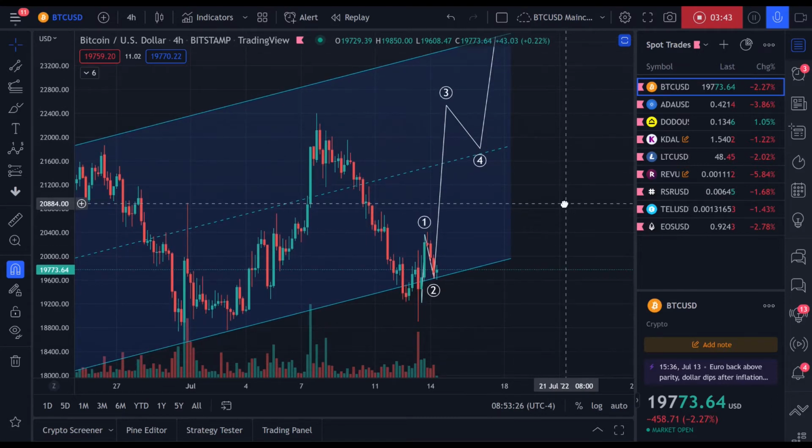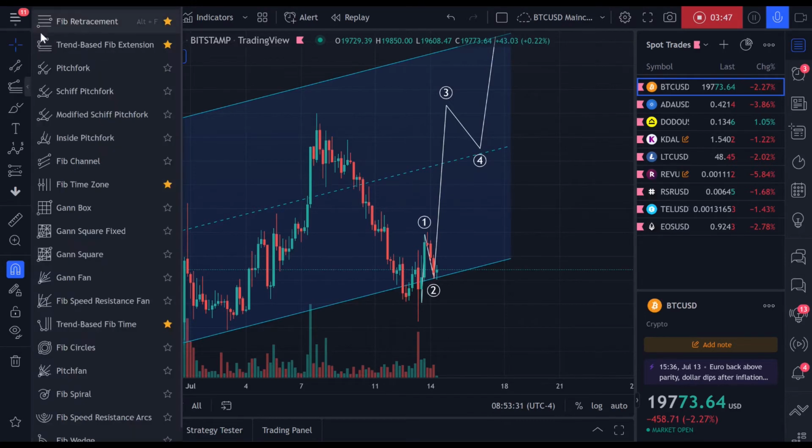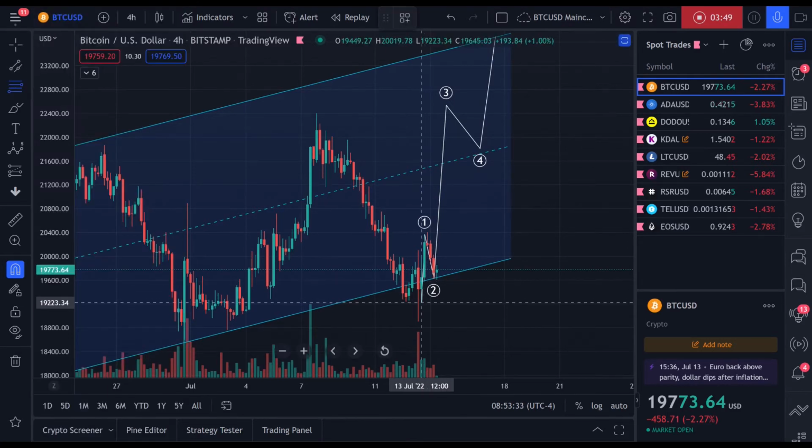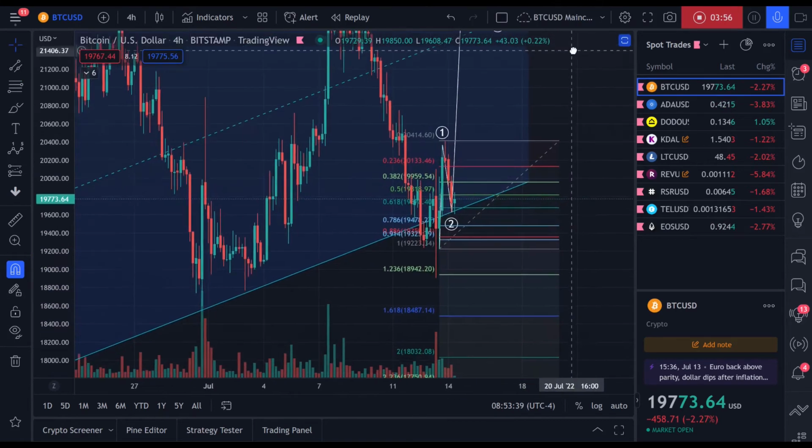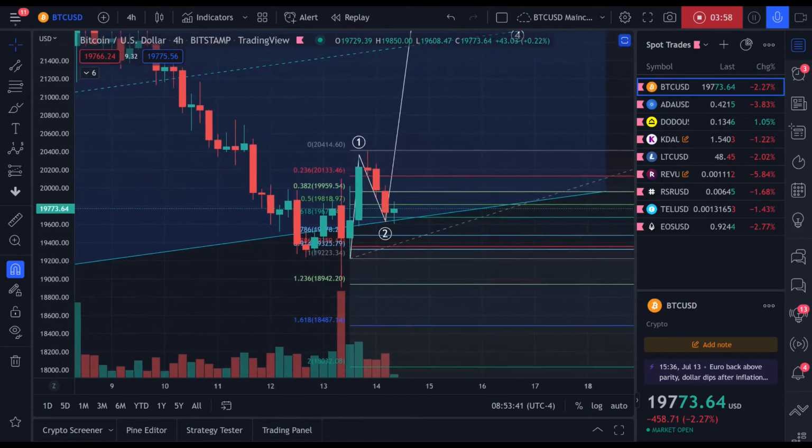So the idea behind this count is based in your fundamental wave theory, which states that your wave 2 correction typically corrects to between 0.5 and 0.618 of the previous trend. So I'm going to zoom in for you. You see that right here, this wave 1 came down in a zigzag, which you usually get to the 0.618 Fibonacci retracement level of the previous wave, okay?